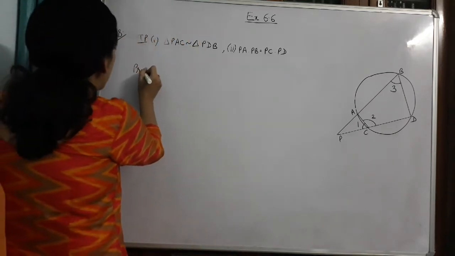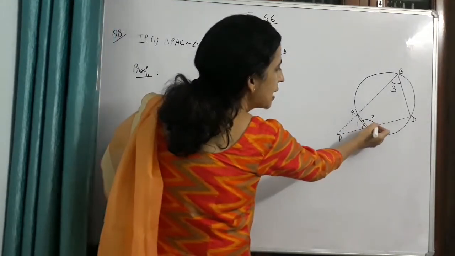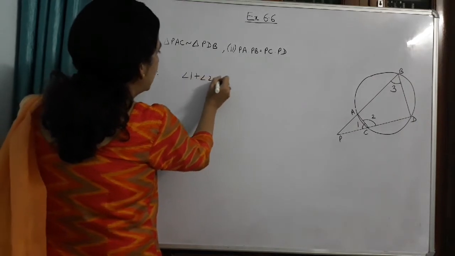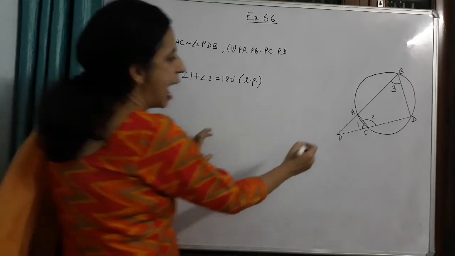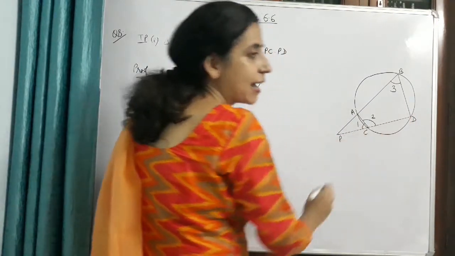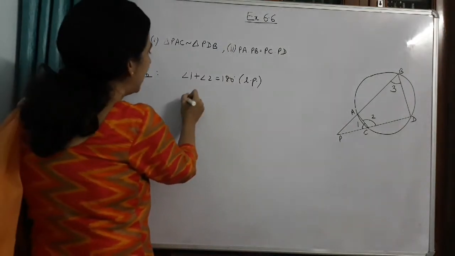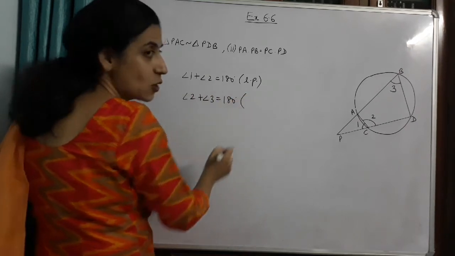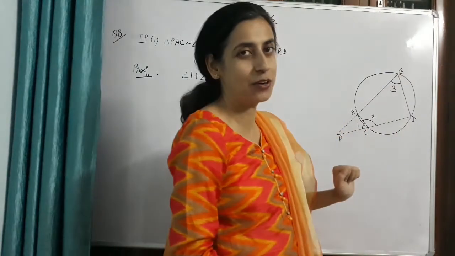Now if we look at the figure, then we can see that angle 1 plus angle 2 is equal to 180 degrees because they form a linear pair. Angle PCA plus ACD, angle 1 plus angle 2 is 180 degrees. Also we can see that angle 2 plus angle 3 is 180 degrees. Why? Because ABCD is a cyclic quadrilateral.